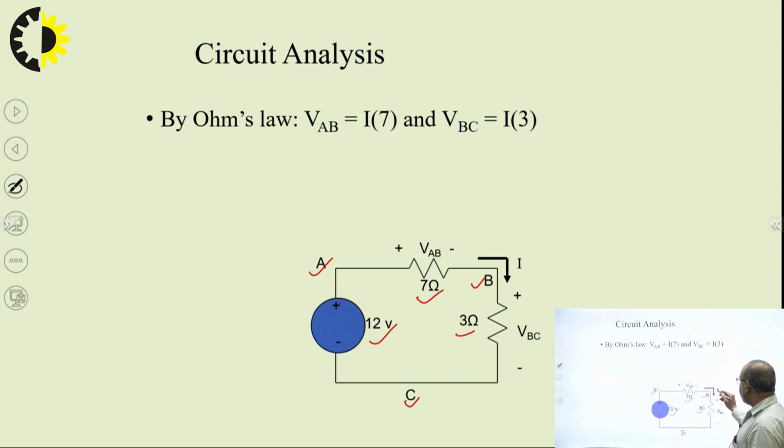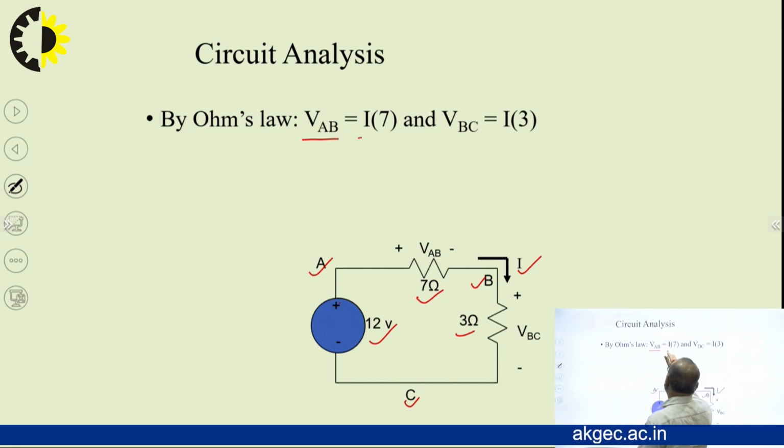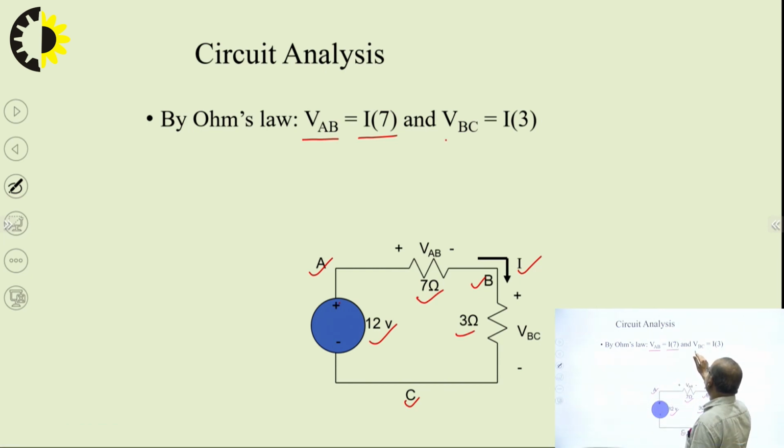Suppose I is the current passing through this circuit. So, this is a closed loop or mesh which is there in this circuit. So, we can apply KVL that we have already discussed in the previous slide. What is KVL? By Ohm's law, VAB, the voltage across terminals A and B, will be given by current into resistance, so I into 7, since I is the current passing through this 7 ohm resistance. Similarly, VBC, that is voltage across B and C terminals, will be given by current into resistance, so that is I into 3, since the 3 ohm resistance is connected across the terminals B and C.